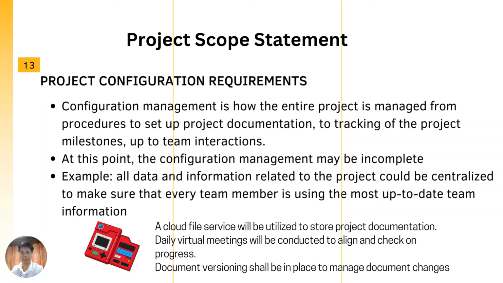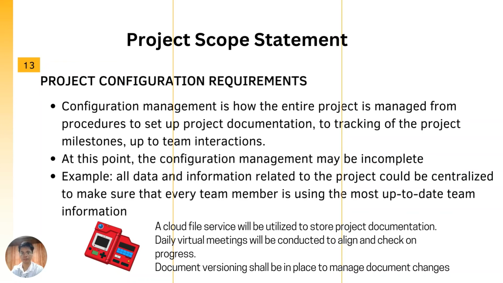All rules of engagement are not likely to be indicated, but there may be rules that will make sense to formally display on a project scope statement. For example, all data and information related to the project could be centralized to make sure that every team member is using the most up-to-date team information. The PM could have write access, while the rest would have only read-only access.